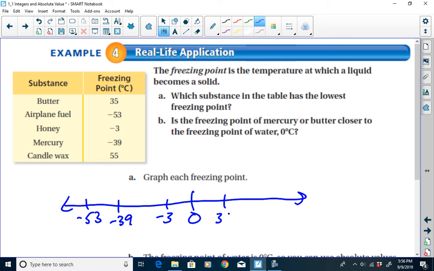35 is going to be to the right of 0, and 55 is going to be even further right of 0. Once I list those values along a number line, then it's pretty easy to see which has the lowest freezing point. The lowest freezing point is going to be the value that is furthest left of 0, and that's going to be airplane fuel. So for question A, airplane fuel would have the lowest freezing point.